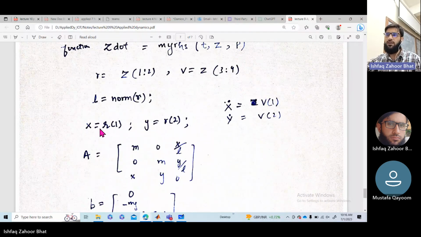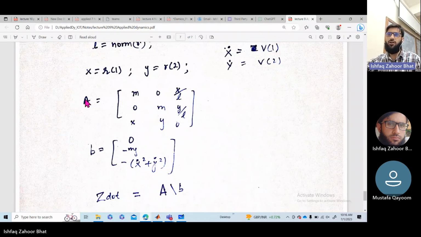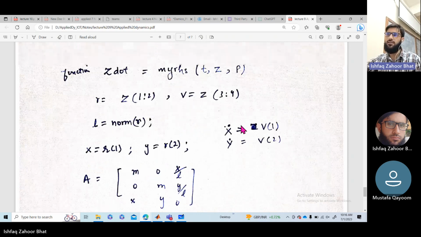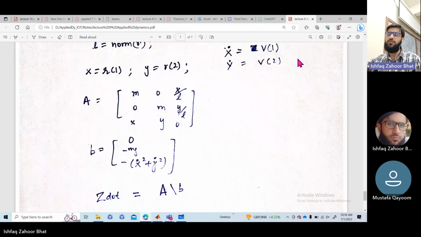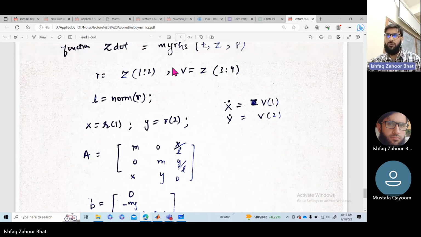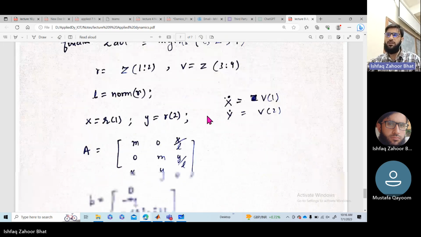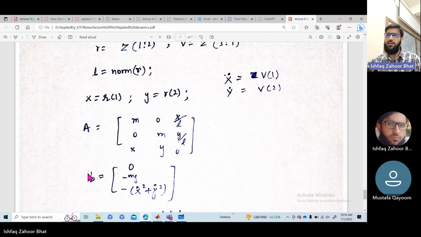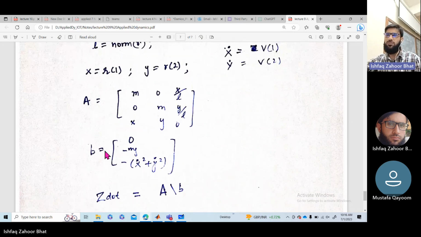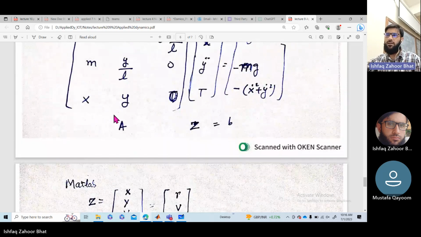Why am I extracting these things? Because to get the values of A and B we need these things. See, in A we have x and y, and in B we have x dot, y dot, so I need these things. That is why I am predefining these things, and then I can calculate A and B at this instant of time. Okay, these are at a particular instant of time. So I am solving this, and when I solve this, I have A and I have B.